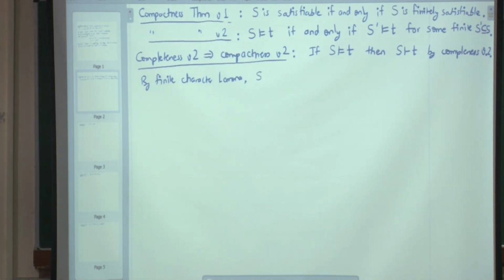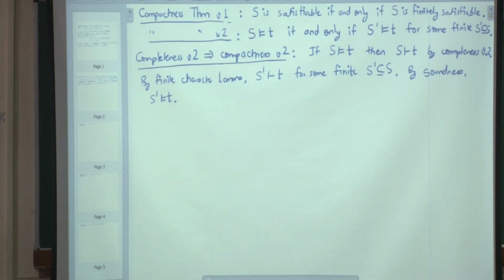That there is a finite S prime that deduces T, for some finite S prime contained inside S, and hence by what? Hence by soundness. Soundness also has two versions, version 1 and 2. Hence by soundness we get that S prime has T as a logical consequence.